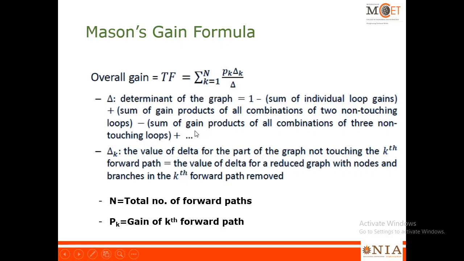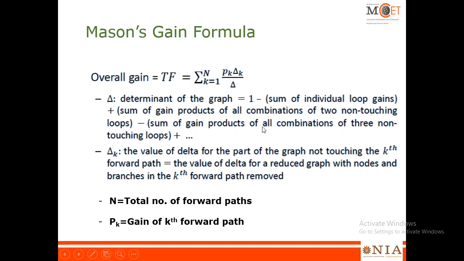So this is the sum of gain products of all combinations of three non-touching loops. That is, you have to look in the signal flow graph: are there three loops which do not touch each other? If you find a set, that is, three loops which do not touch each other, and you are finding only a single set, then you have to multiply the gains of these three loops and supply it here.